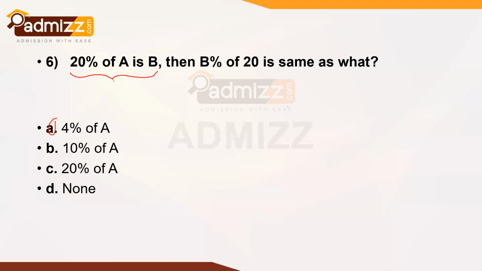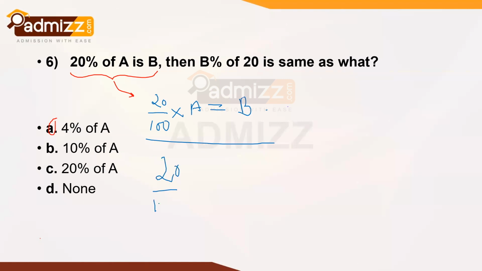The first condition says that 20% of A is B, right? So from this, what we can make is 20 over 100 times A is equal to B, because 20%, which is 20 over 100, times A is equal to B. Now what we have to find is B% of 20 is the same as what? So we multiply both sides by 20 over 100. Why I'm doing this will be clear later on. So 20 by 100 times 20 over 100 times A is equal to B times 20 over 100.